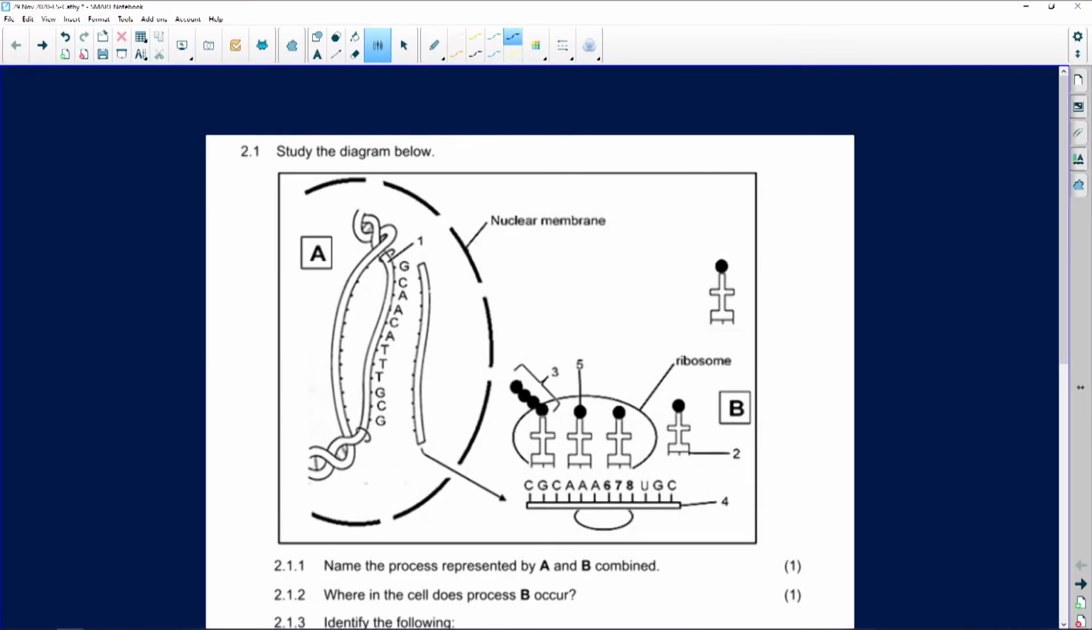Okay, so the first question that we've got loaded here is: study the diagram below, and it is the nuclear membrane, and immediately you see this. What do you think is happening here? It is protein synthesis. Now, protein, you know what protein is, and synthesis, to make.